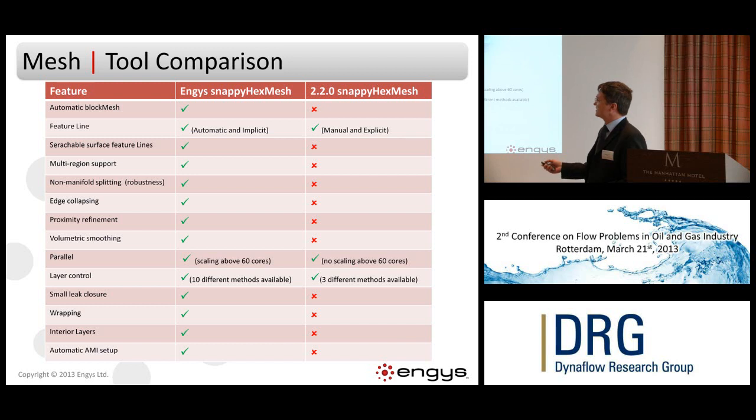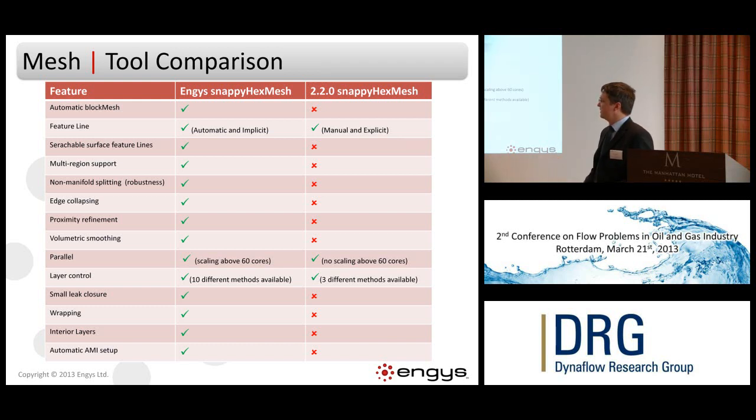scaling for very large cases, 200 cores, 500 cores. The standard mesher scales to about 60 cores, and then it starts to decrease in performance. We made some improvements where our scaling climbs to about 120, then it flattens off, but it never decreases, which can be very detrimental if you want to try and do 100 million cells or plus.